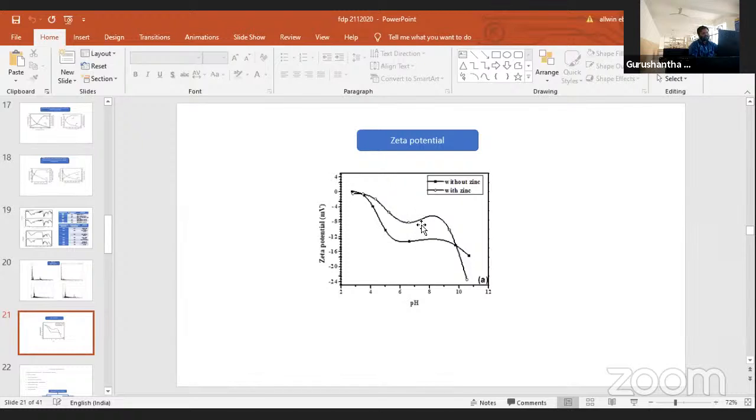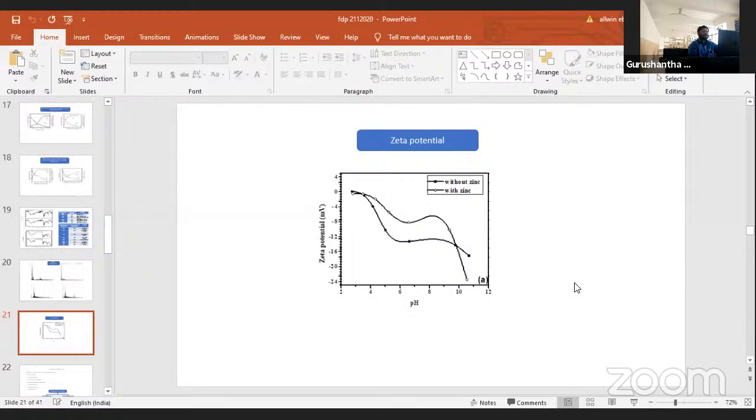So from these values, we can tell whether the interactions take place or not. Even in the coagulation process, the flocculation process, and the settling process, it is very important to evaluate the zeta potential between the wastewater contaminants and the sorbent material we are going to use.